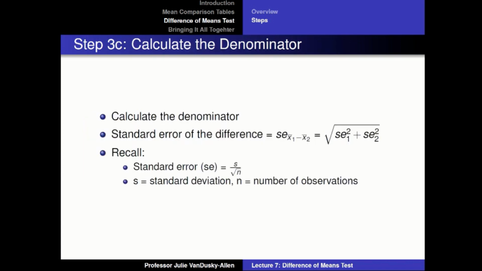Next, we calculate the denominator. Recall that the denominator was the standard error of the difference. The standard error of the difference of the two sample means is calculated as follows: the square root of the sum of the squared standard errors of each sample. The standard error for a sample is just the standard deviation divided by the square root of the number of observations.